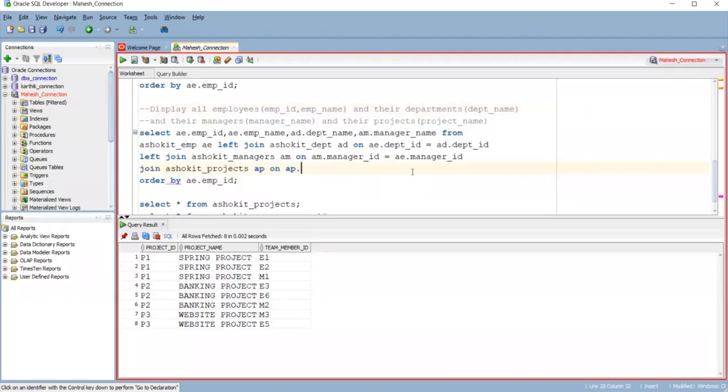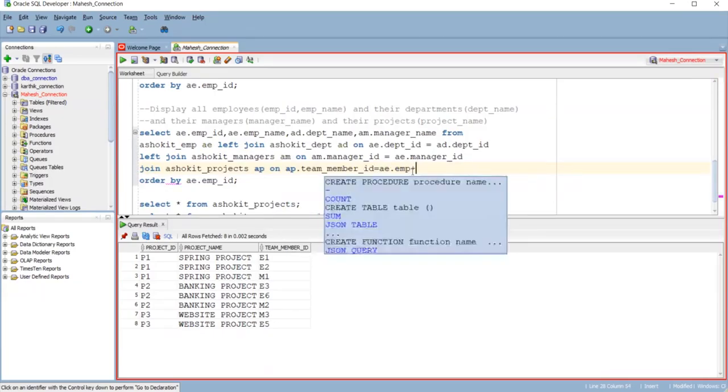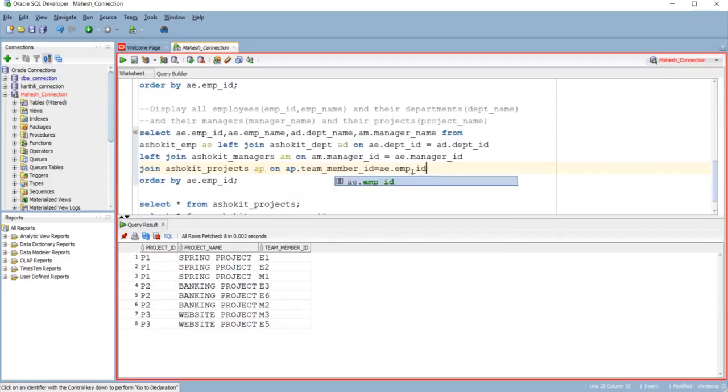In the Ashokit_projects table, I'm going to join with the column called team_member_id, equal to AE dot employee ID, sir. AE dot employee ID. Understand, sir? So in total, how many employees are working with the projects, sir? Can you guys please confirm?